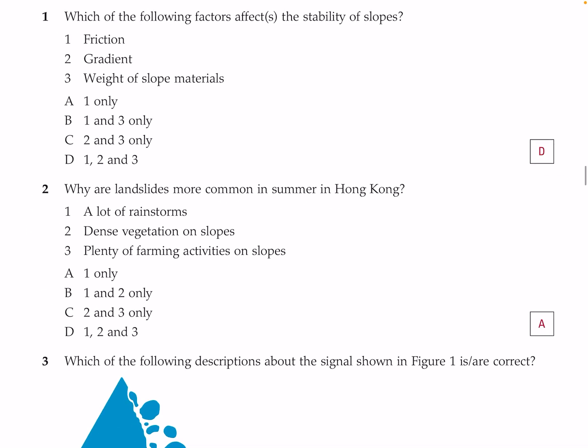1, 2, 3. Why are landslides more common in summer in Hong Kong? Okay, a lot of rainstorms, true, because it's going to give a lot of water to the slope. Dense vegetation on the slope, which means having more vegetation indeed reduces landslides, because the tree roots can bind the soil, as you have learned in Form 2. Okay, plenty of farming activities on the slope. This one is not really related to summer or winter, because you have farming in summer, and also you have farming in winter. So accordingly, number 3 is not correct as well, although it may be related to landslide, it is not really just happening in summer. So it is A.